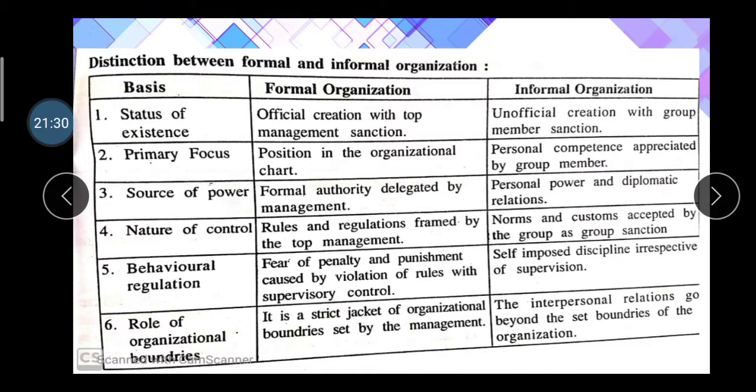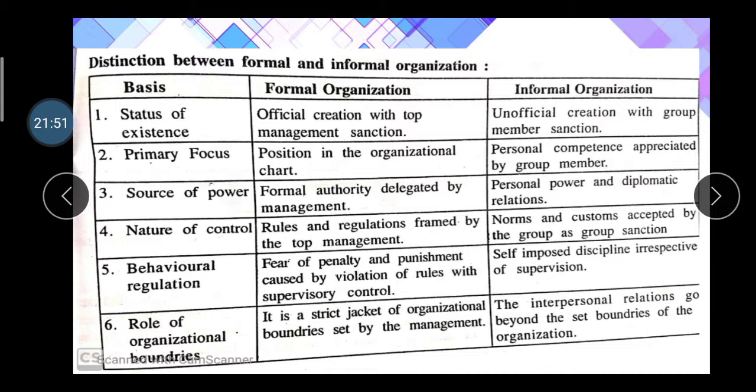Then after, there are the differences between the formal and informal organization. First one is the status of existence. Official creation with the top management's sanction is called the formal organization, whatever they have to build. Then unofficial creation by the group members is called the informal group.